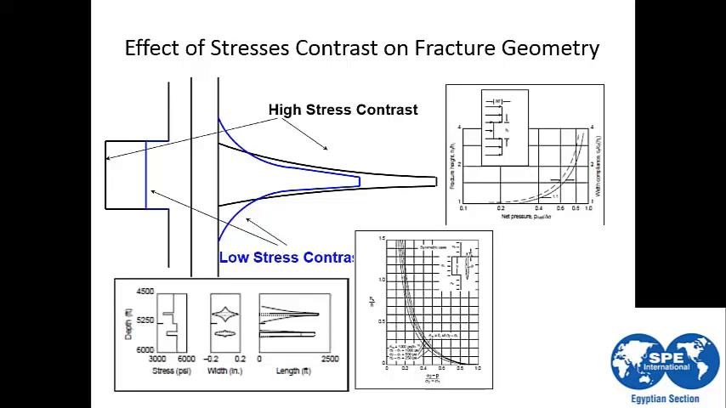This slide is showing the effect of stress on the fracture shape. If we look here, this is the fracture shape for a low stress formation. For the low stress formation, the frac is short and has higher fracture height than the fracture in a high stress formation.